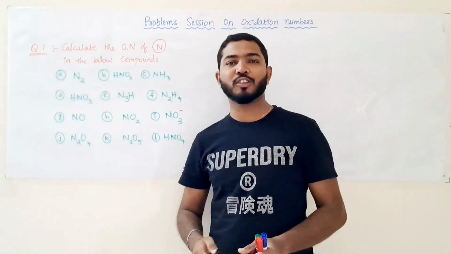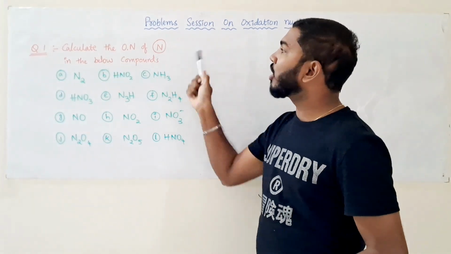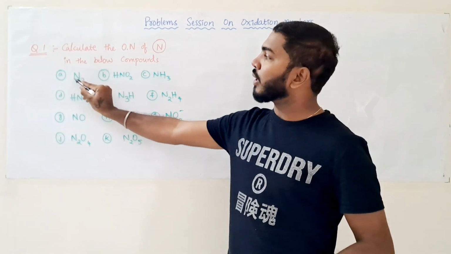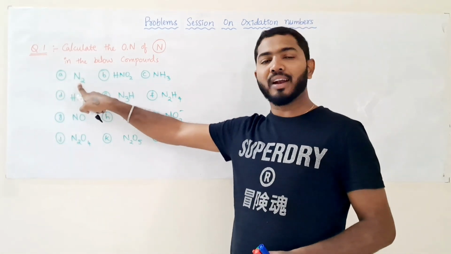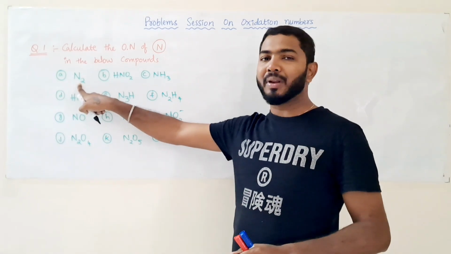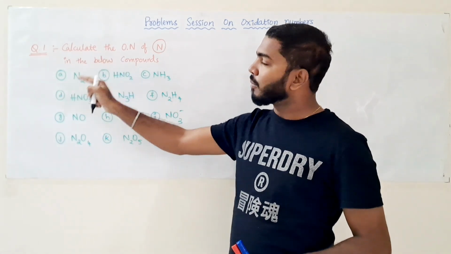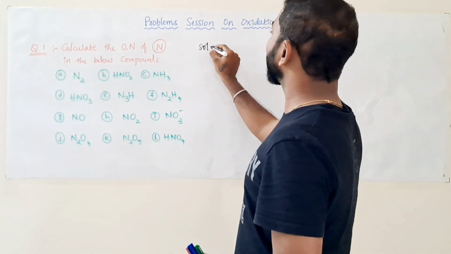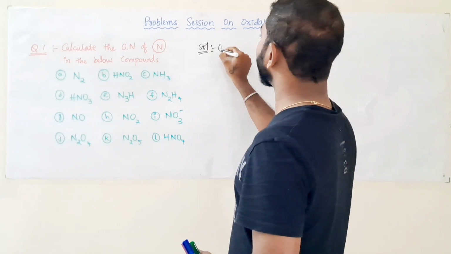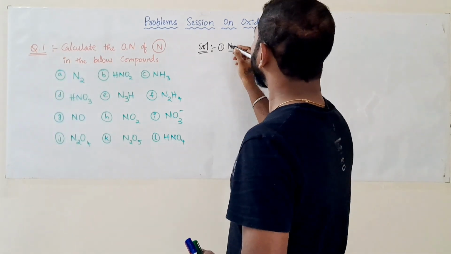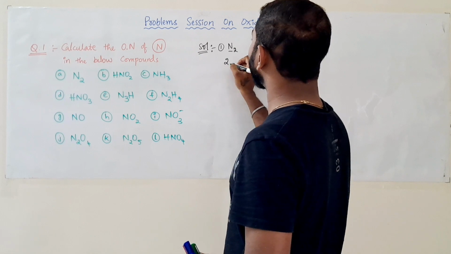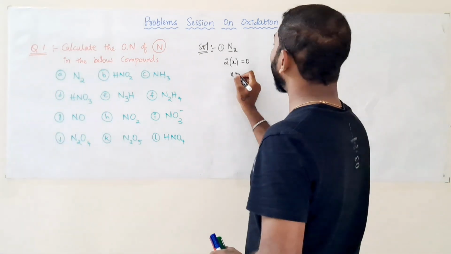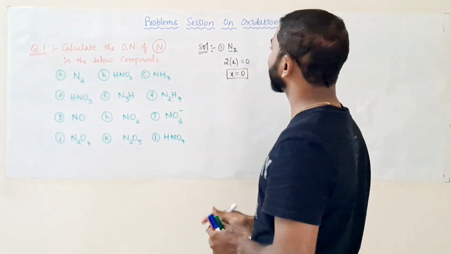Let's start with the first question. Calculate the oxidation number of nitrogen in the below compounds. If you start with the first one, since it is a homonuclear diatomic molecule, as I told you in my previous lecture, for any such homonuclear molecules the oxidation number will be equal to 0. I am just giving the solutions here. For the first one, in the N2 molecule, we have two nitrogens. For each nitrogen we take it as X. So X is going to be equal to 0. That is the simplest one.